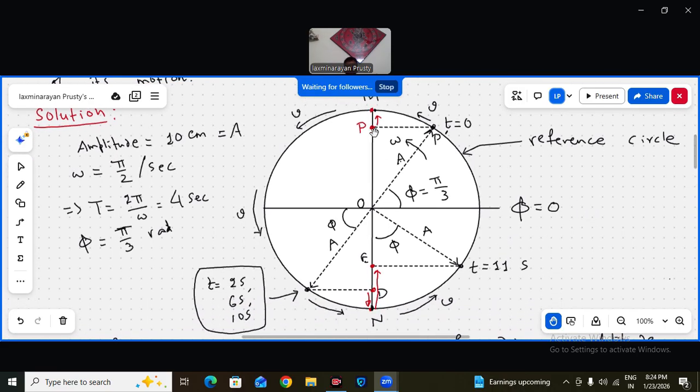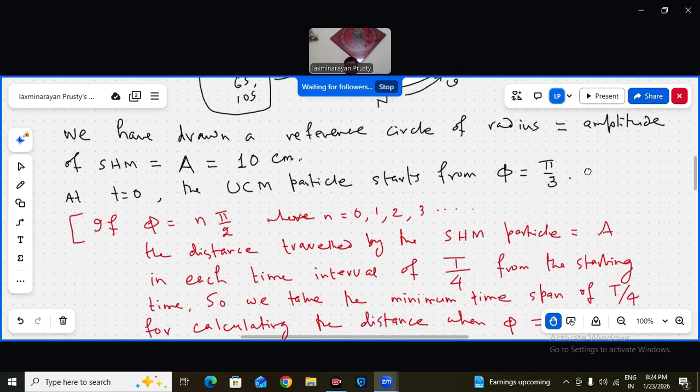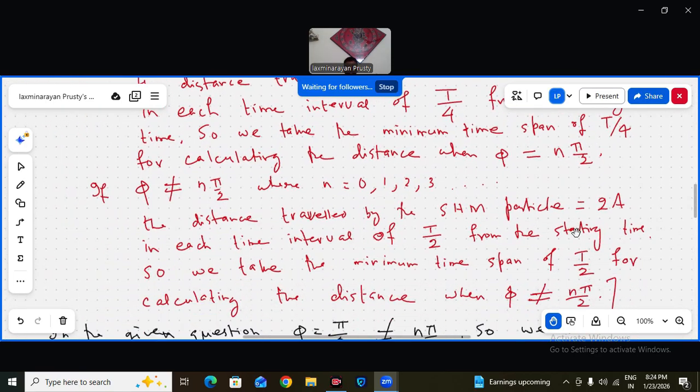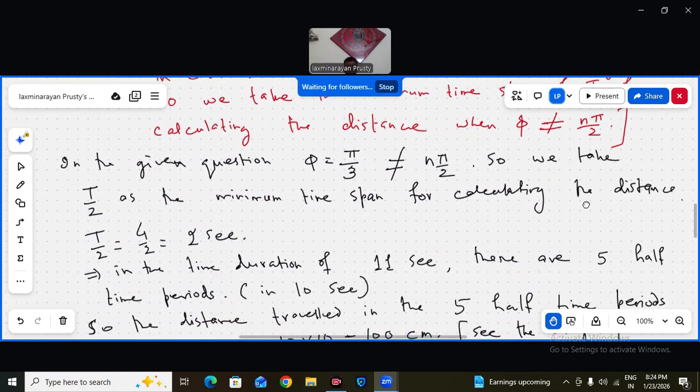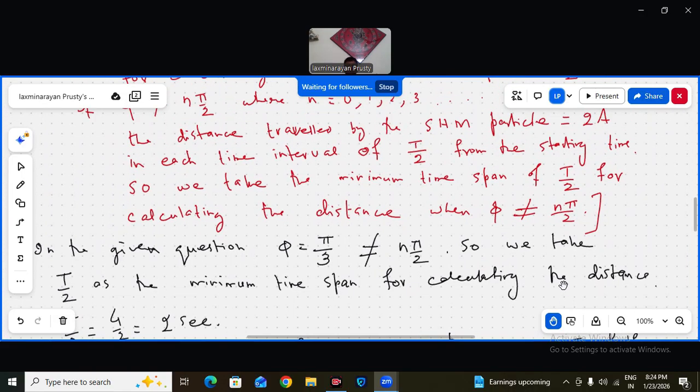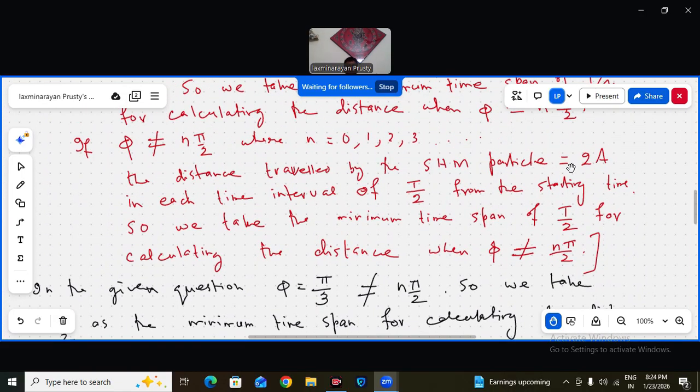So it goes here, goes here, comes up to here. Since it is a half time period, this small distance is the same. So that means this distance traveled is equal to the diameter of this. So it is 2a. That's what I have written. If phi is not equal to n pi by 2, then don't take T/4 as the minimum time span, take T/2, so that the distance traveled by the SHM particle is 2a.